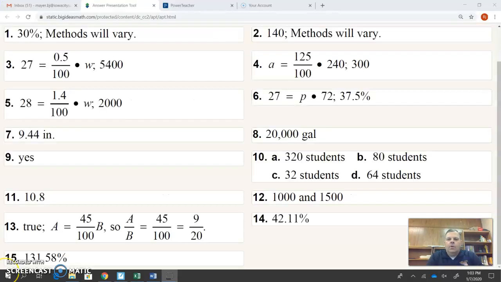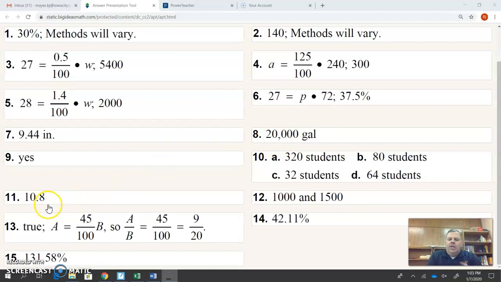Thanks. Here are the answers to our homework. The methods that you set up here could have varied. We could have used the percent equation, or you could have used the percent proportion. Our answer should be the same in each of these as well. When we get to number 8, some people today have forgotten to label that. That is okay, as long as you had 20,000.